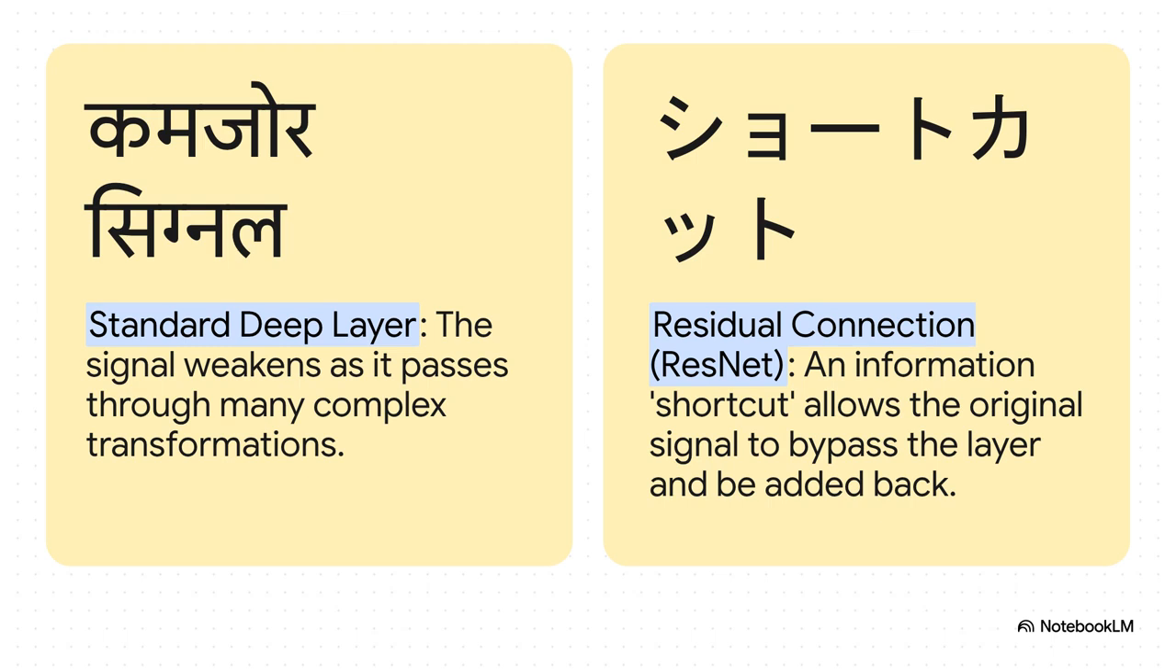The signal goes through all these layers and gets weaker and weaker, kind of garbled. But now look at the right. ResNet added what's basically a shortcut, an information highway. This residual connection lets the original clean signal bypass all the complicated stuff and just get added back in at the end. It's a guarantee that the core message always gets through, making sure that gradient never, ever vanishes.